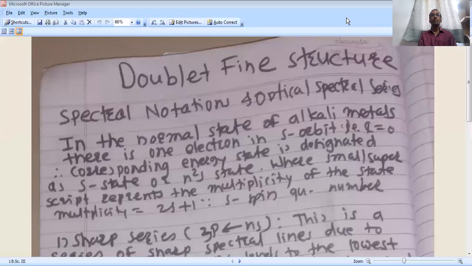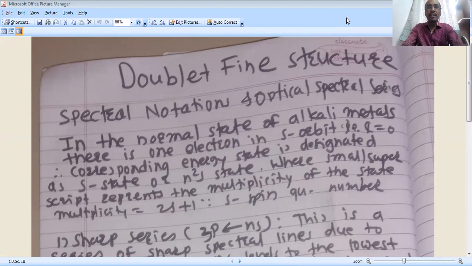Doublet fine structure. We are going to see the paper atomic physics and space science. The first chapter is doublet fine structure, and the first point is spectral notations and optical spectral series.